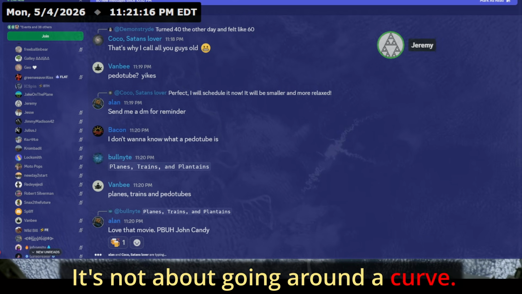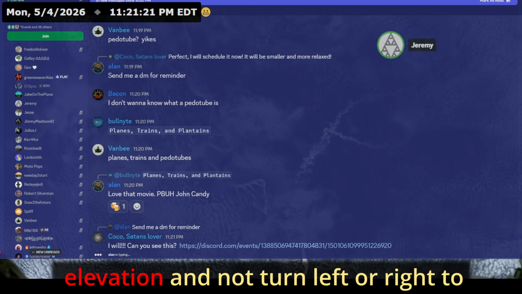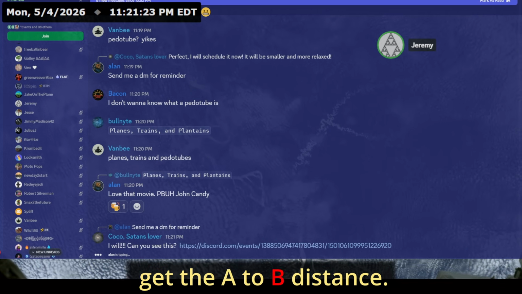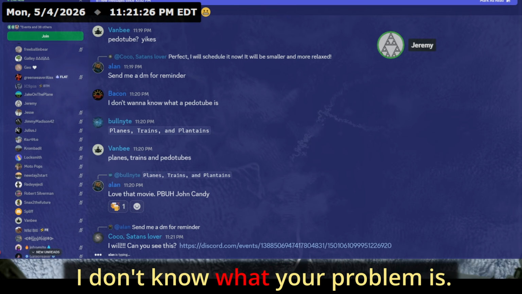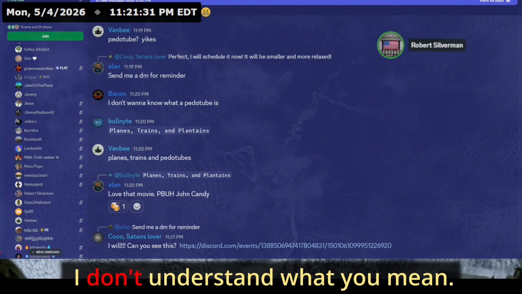It's not about going around a curve. Even if it was going around a curve, that's fine, but you would have to stay at the same elevation and not turn left or right to get the A to B distance. You're not following. I don't know what your problem is. No, I'm following. I don't think you're following. This A to B distance. I don't understand what you mean.